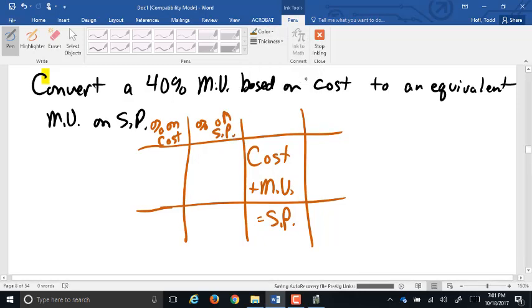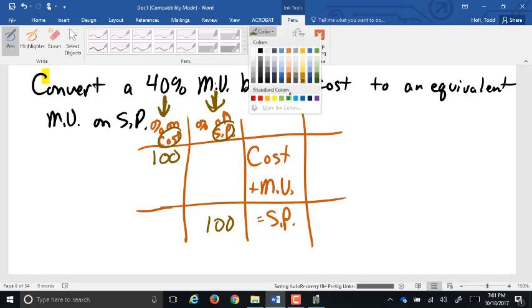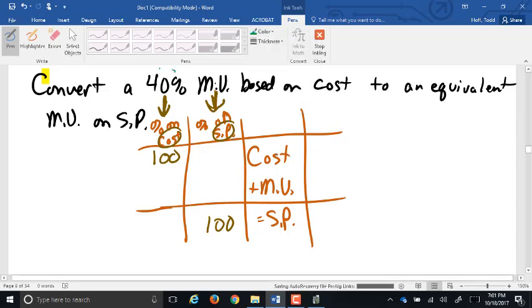And before I do anything else, I can put in 100s here. In this first column, where's the 100 going to go? Yeah, the cost. Second column, where's the 100 going to go? Selling price on bottom. What's the only other number we know here? 40%. Which column is that going to go in? Percent on cost. So this is the one on cost, right? Now we can very quickly add those up to get 140% would be the percent of the selling price.